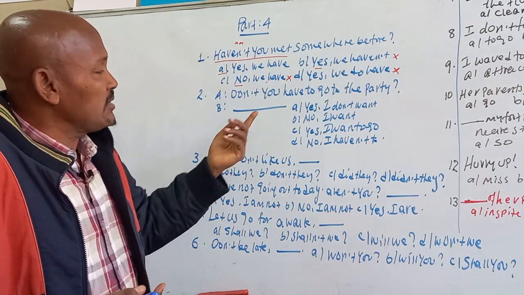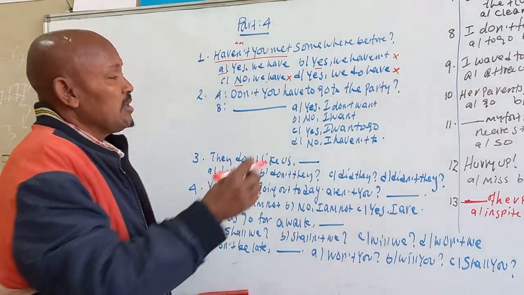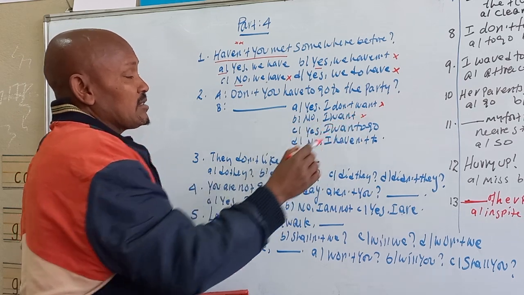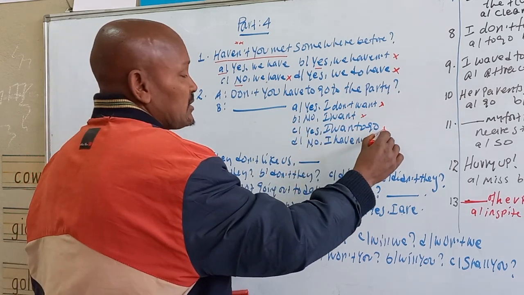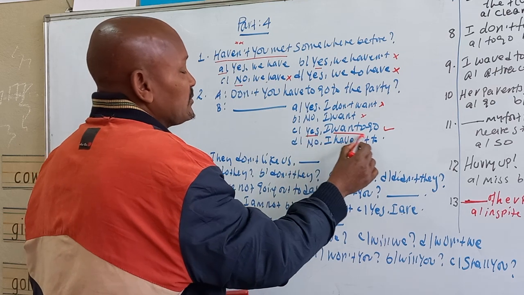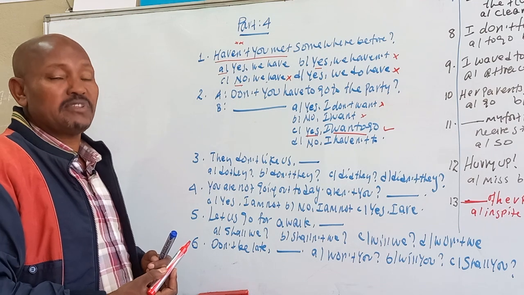Yes, I don't want, no. Yes plus negative, no, that's not the answer here. No, I want, no plus positive, no, that's not the answer. Yes, I want to go. This is the right answer because the question begins with a positive word with a positive structure. The other responses are unacceptable to complete the dialogue here.